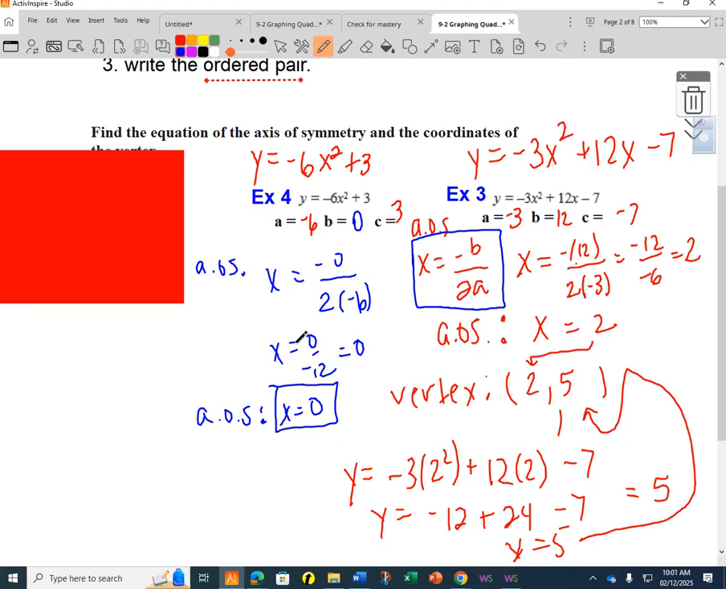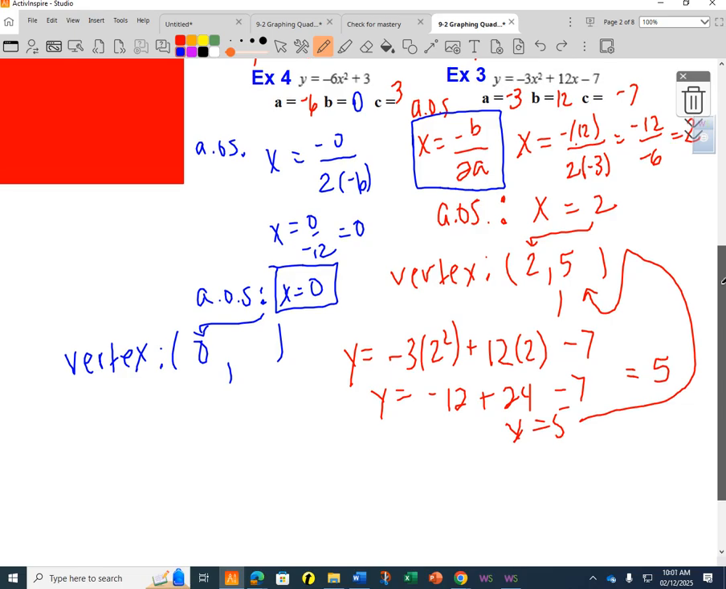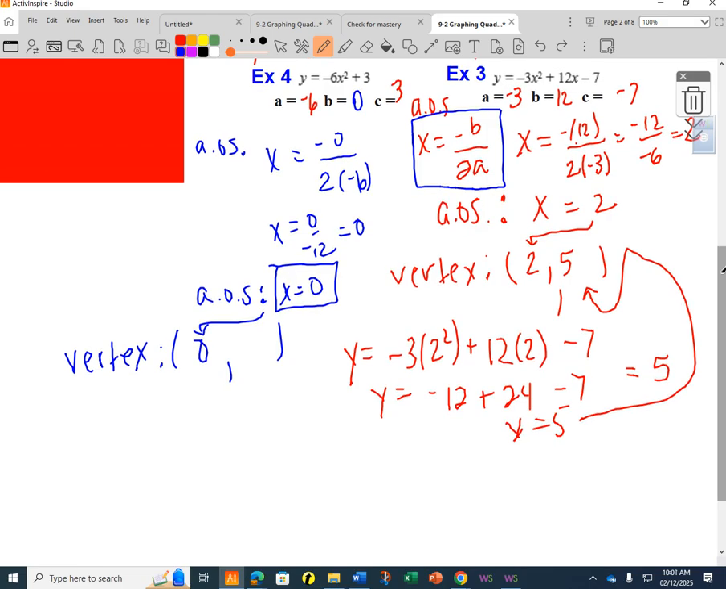Okay, so axis of symmetry done. Now we need our vertex. Well, we're halfway done with the vertex. What do I mean by we're halfway done with the vertex? 0 for the x. So the axis of symmetry is our x coordinate. How do we find our y coordinate, Fatima? Plug it in. That's right. We'll plug in the x into the original equation.